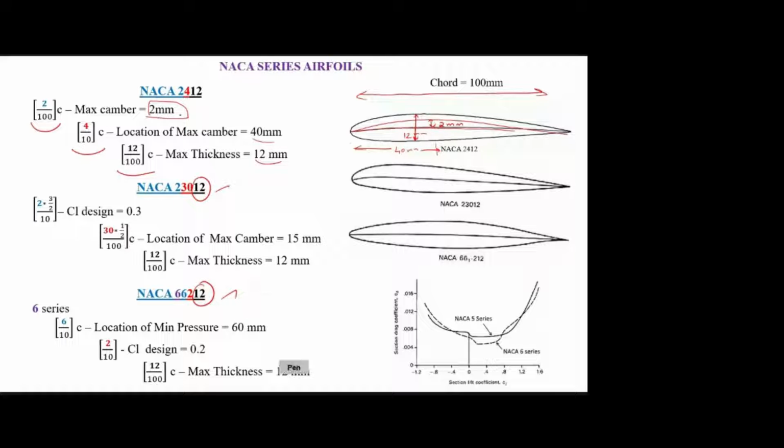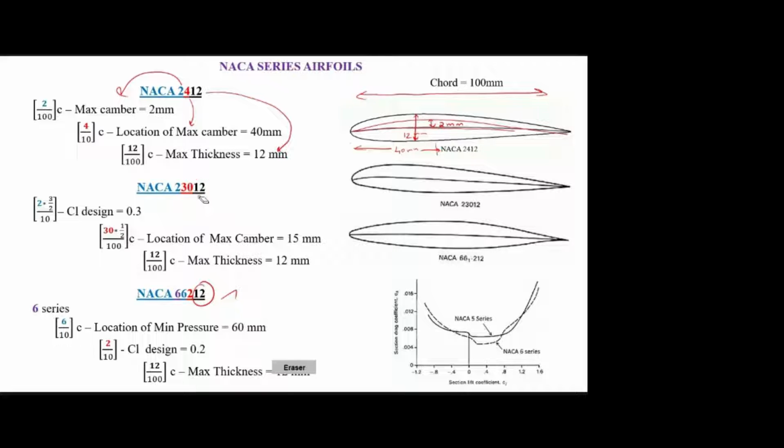Is it clear? So the first digit shows the maximum camber, the second digit shows the location of that maximum camber, and the last two digits show the maximum thickness. Is that clear? You have to memorize this multiplication, because it is not constant for all the airfoils, it will vary.